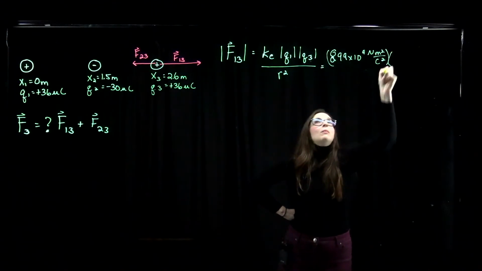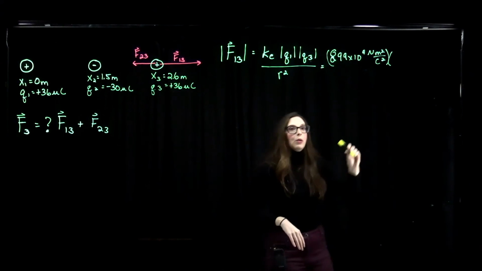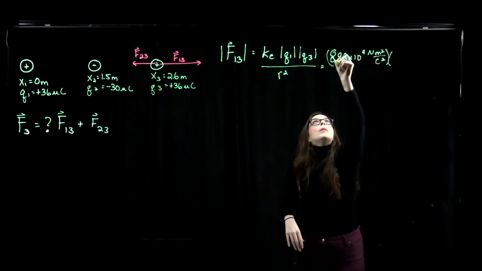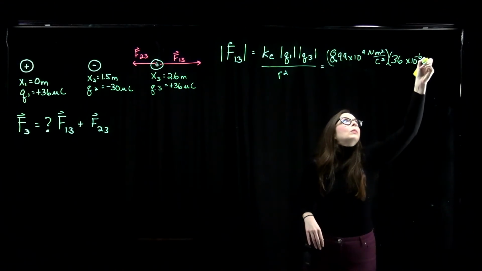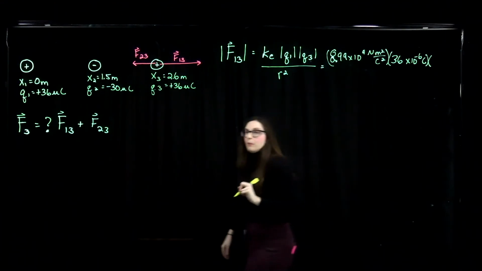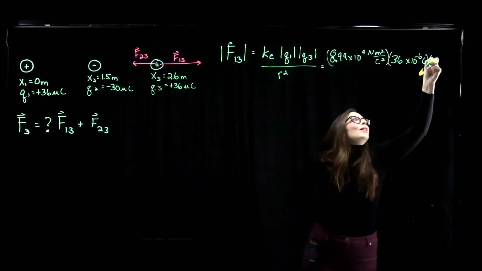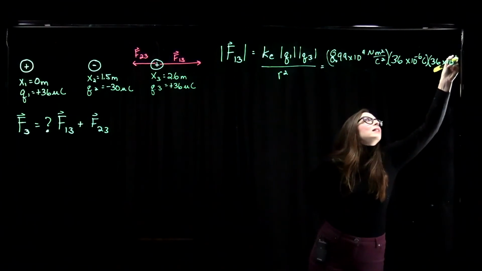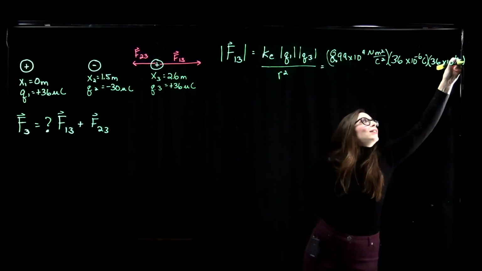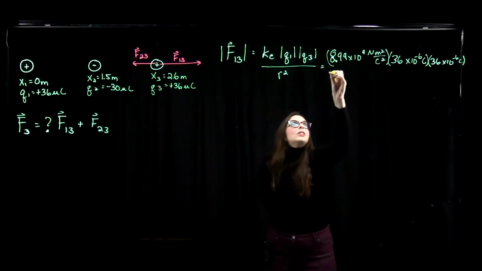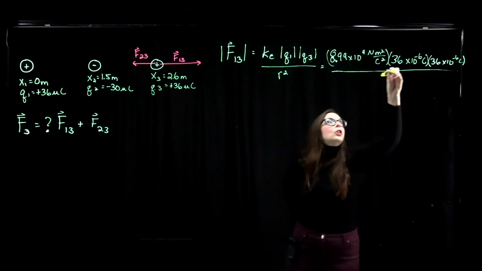And then we're going to multiply it by the absolute value of Q1, which is 36 microcoulombs. So we'll write that as 36 times 10 to the minus 6 coulombs, and then we multiply it by the absolute value of Q3, which is also 36 times 10 to the minus 6 coulombs. Okay, I know it's almost running off of the edge of my screen here. And then we have to divide that by the distance between charge 1 and charge 3.